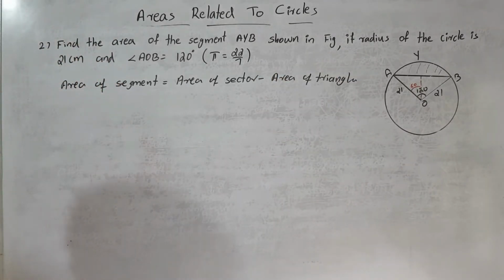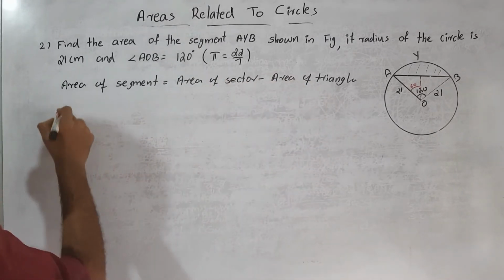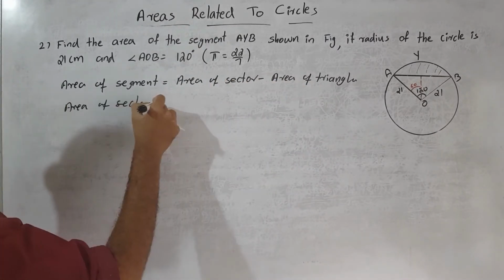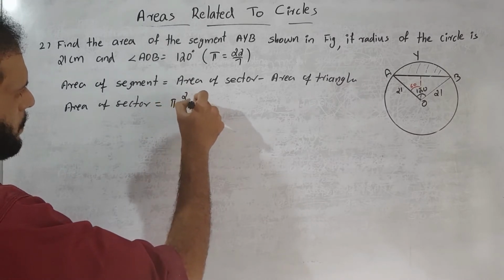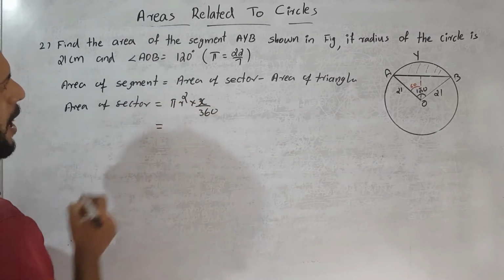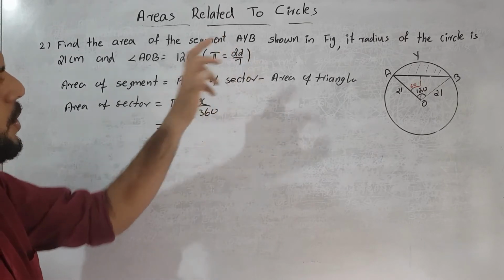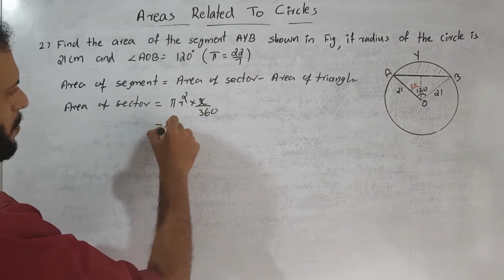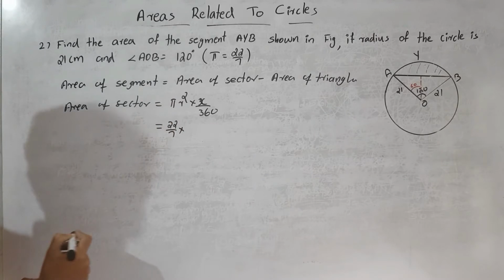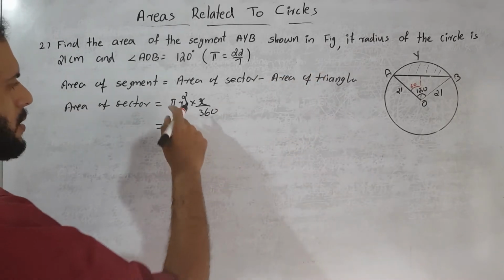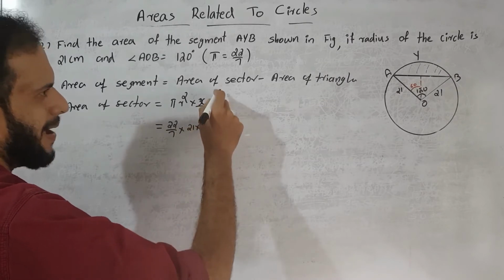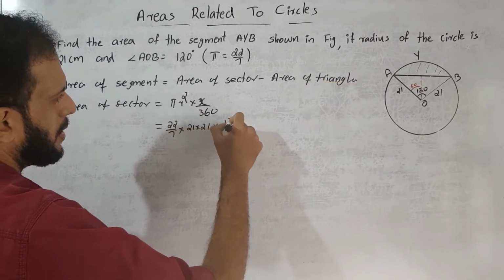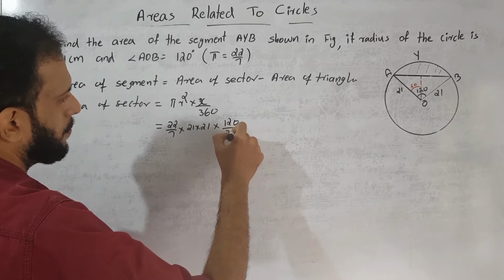Then area of sector, we know the equation, we find both separately. First area of sector is equal to, the equation is pi r square into x by 360. So substituting the values, pi value is given as 22 by 7. Then 22 by 7 into r square. What is r? The radius is 21. Then r square is 21 into 21 into x, which is 120 by 360.